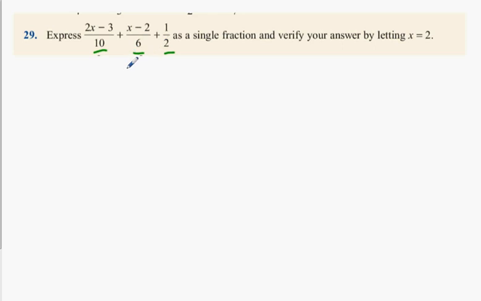I'm looking for the lowest common denominator, or the lowest common multiple. What number will all three of them divide into? Yes sir? 60. Something even smaller than that. 30. You can turn them all into 60s, you can turn them all into 30s, you'll still get the same answer. So I'm going to turn everything into 30s. So how do I turn the first one into 30s? Multiply by 3, top and bottom.